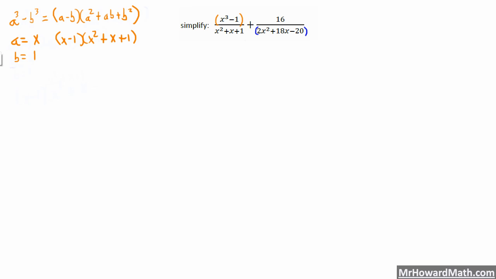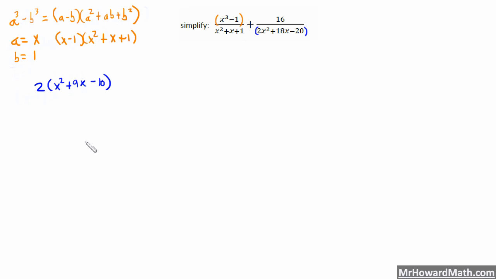Now let's look at the part in blue. Okay, the first thing we always look for is greatest common factor. We have that, so that would be 2. We can divide 2 out of this term, out of this term, and out of this term. So when we divide 2 out of those, we end with x squared plus 9x minus 10.